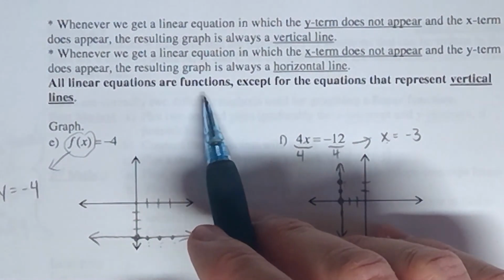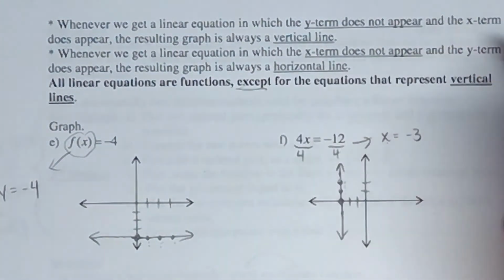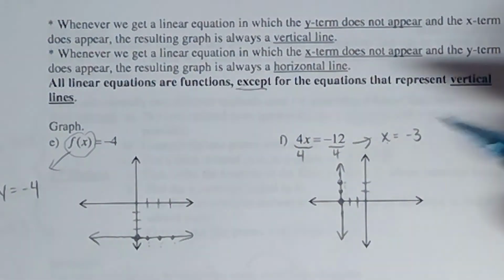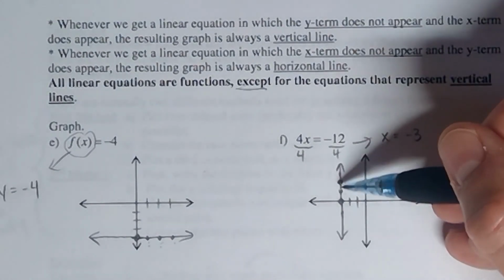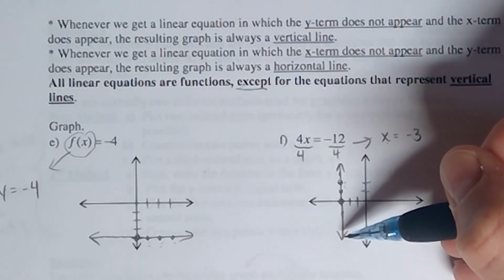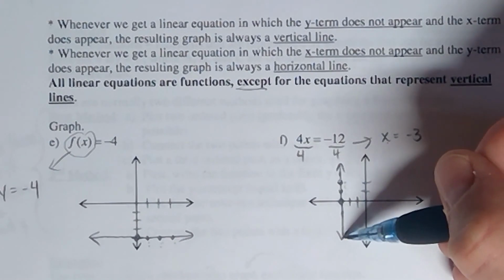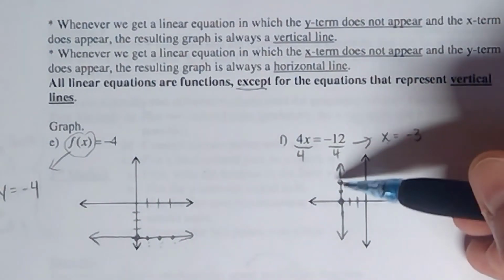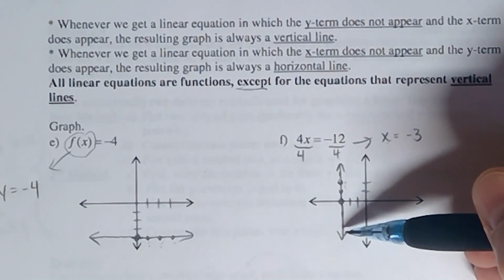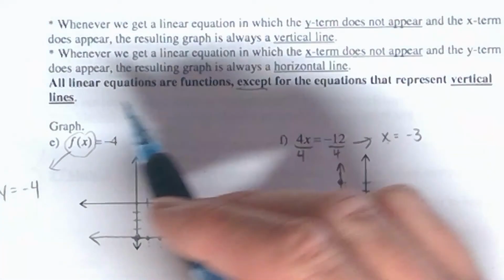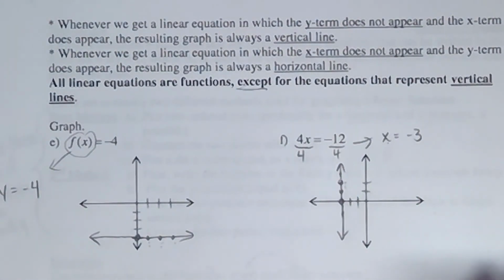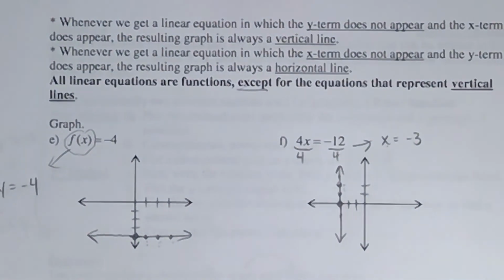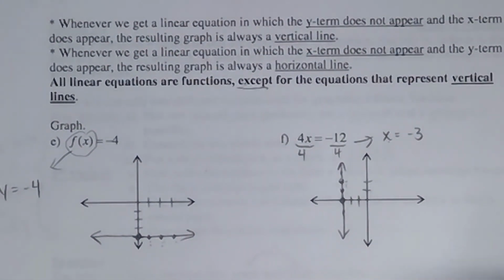All linear equations are functions except what? Except for the ones that are vertical lines. Remember we said that you can't have a set of ordered pairs where the x's are the same at all. When you have a function, we said in 2.1, the x's can't be the same. Well, all the x's are the same here, so certainly that can't be a function. So vertical lines, you guys, are not functions, but all other lines are functions except for vertical lines. Okay, so just wanted to point that out as well. We may need to talk about that more in the future at some point.